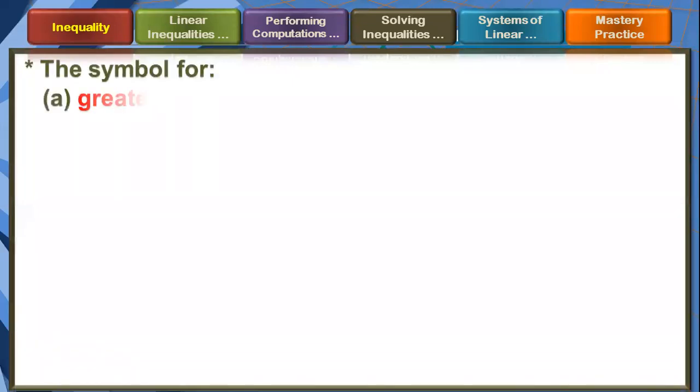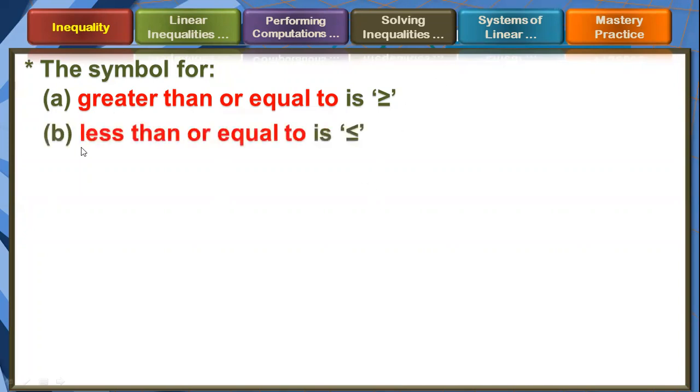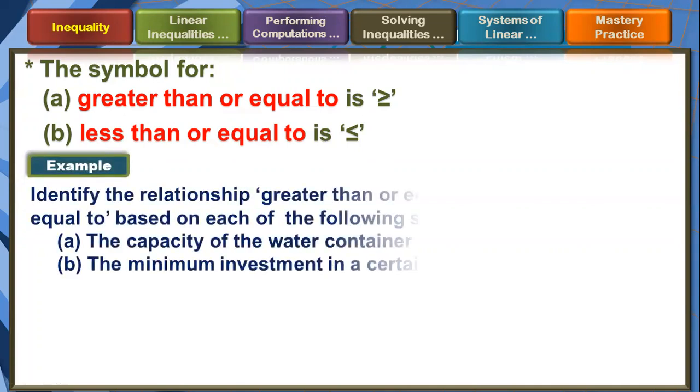Now, let's also learn the following symbols. For A, we have here greater than or equal to. That means if it is compared to a number, that number will be included in our solution. If it is like x is greater than or equal to 3, then 3 is included. The opposite of that, B, is less than or equal to. This one is the symbol for it. So let's learn some examples.